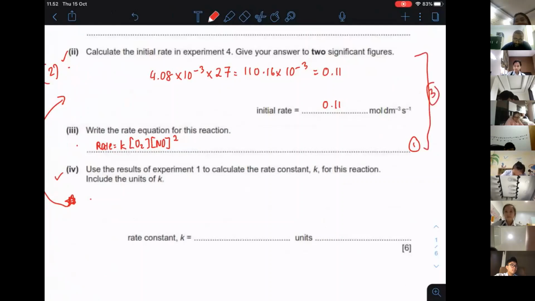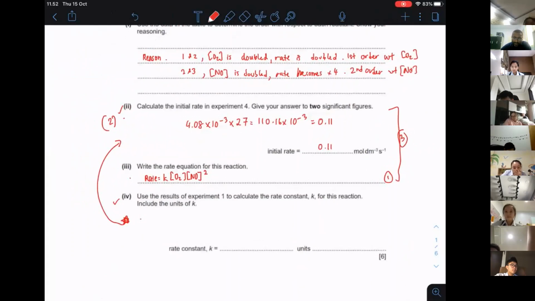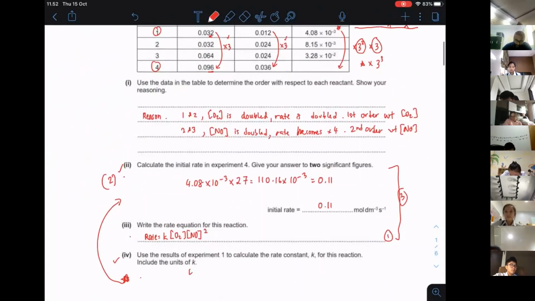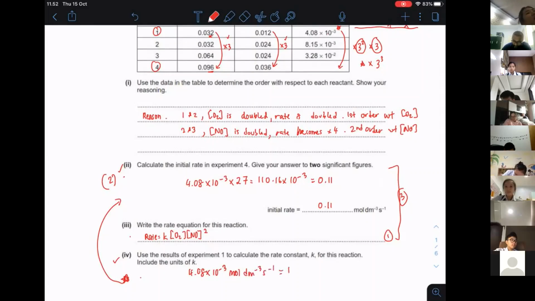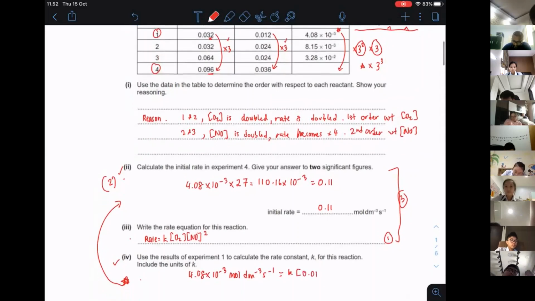Anyway, use the results of experiment 1 to calculate the rate constant for this reaction. So they ask you to use experiment 1. Rate is 4.08 times 10 negative 3 mol dm negative 3 per second equals K, O2 is 0.012, 0.032 to the power of 2.